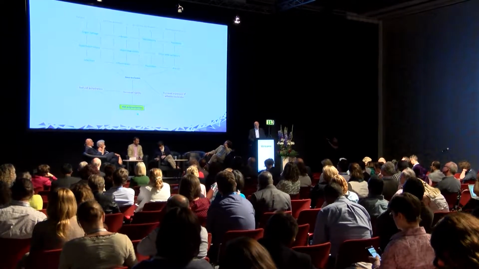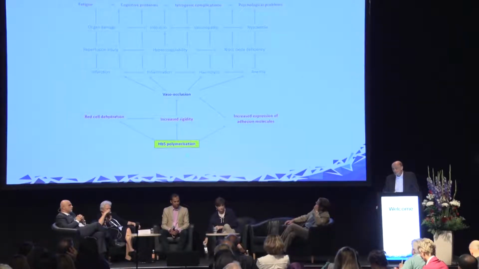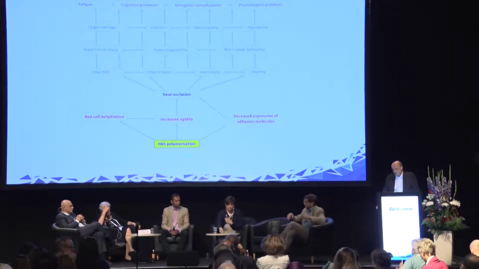The other stuff that I've put in green, I'll talk briefly about, but these are undeniably all downstream phenomena, and although it may be of therapeutic benefit to inhibit one or other of these, it's clearly not as effective as inhibiting hemoglobin S polymerization itself. So again, to cut a long story short, if you stop polymerization, you don't need to worry about all the other stuff. It doesn't happen.